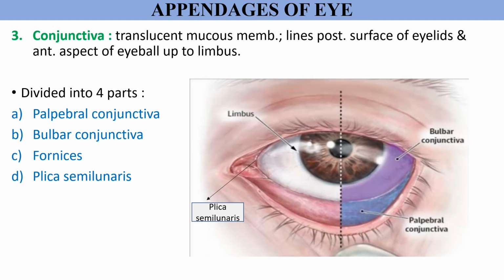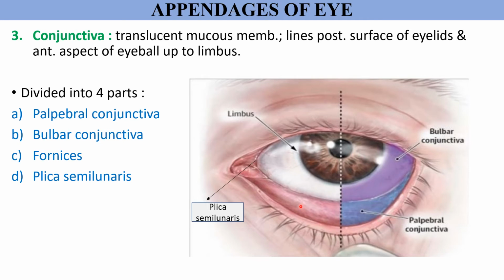Conjunctiva is divided into 4 parts, namely palpebral conjunctiva, bulbar conjunctiva, fornices, and the plica semilunaris. Here in this picture you can see this is the palpebral conjunctiva that lines the posterior surface of the eyelids. It is present on both sides, that is on the upper side and on the lower side, inside the eyelids. So this is the palpebral conjunctiva. The bulbar conjunctiva covers the anterior part of the eyeball up to the limbus. Limbus is the junction between the cornea and the sclera.